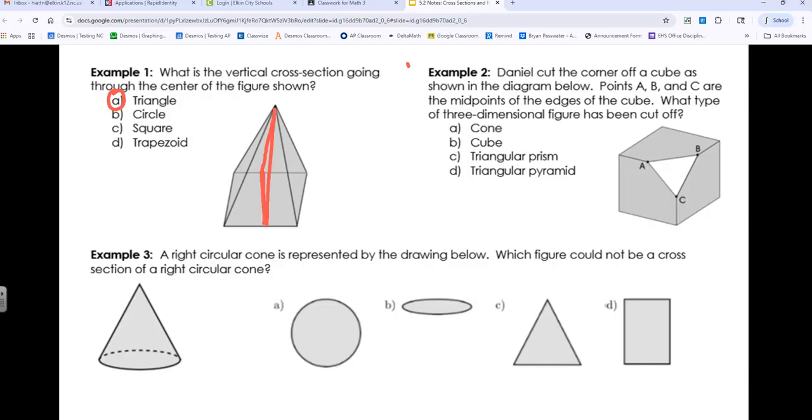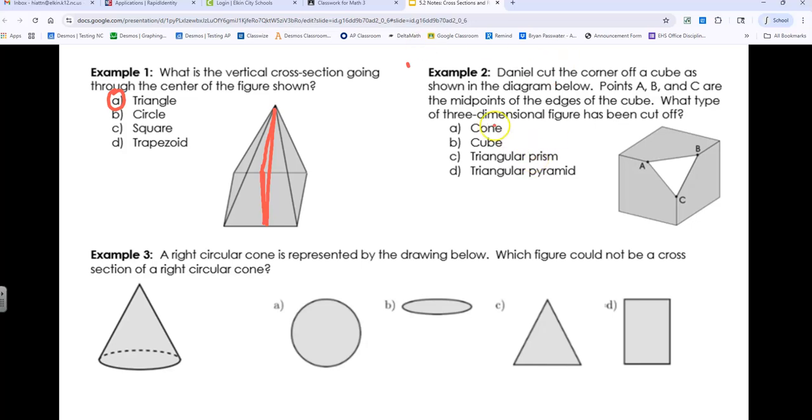All right, let's look at example 2. Daniel cut the corner off of a cube as shown in the diagram below. Points A, B, and C are the midpoints of the edges of the cube. What type of three-dimensional figure has been cut off? So it's not asking us about the picture we're looking at here. It's asking us about what got cut off of the corner.